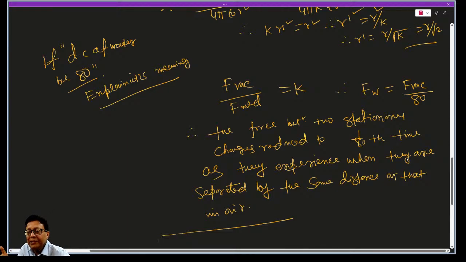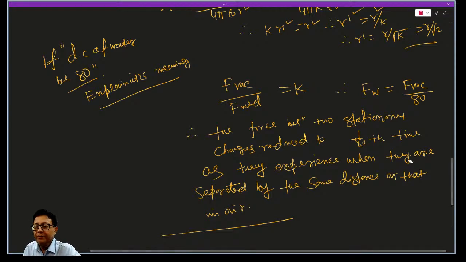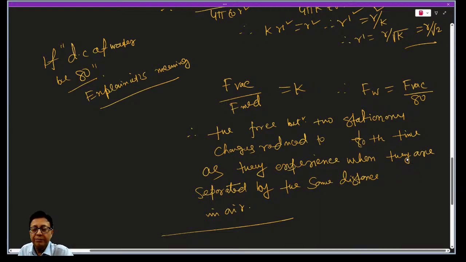as they experience when they are separated by the same distance in air. First. Understood? If they ask you what do you mean by the statement dielectric constant of a medium is K, this is the same. It will be reduced to 1 by kth time of the force in air. Correct?